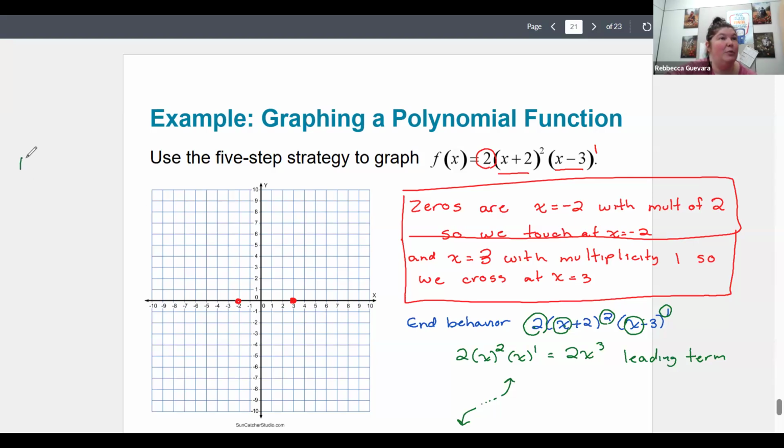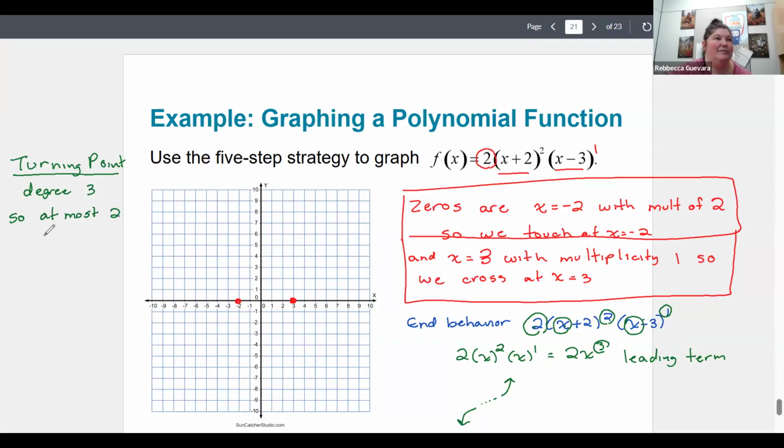Okay. Turning points. Because of my leading term, I know that my degree is going to be 3. So I should have at most 2 turning points. If I have more than that, I made a mistake. And another point you should always look for, sometimes it's not very useful, sometimes it is: look for your y-intercept.